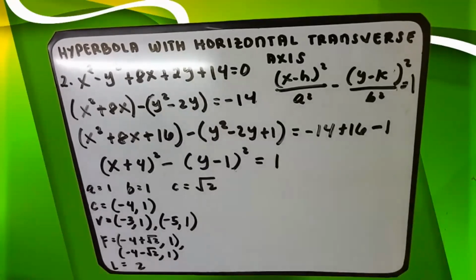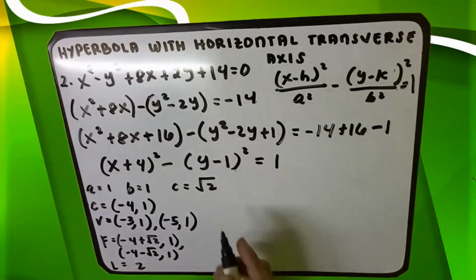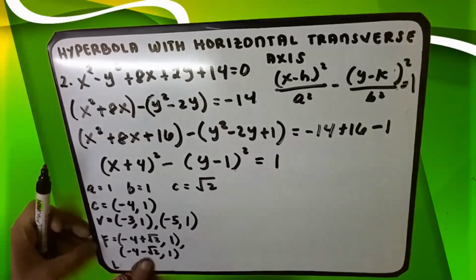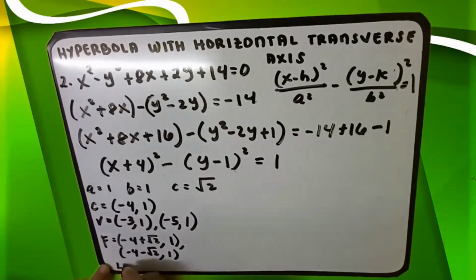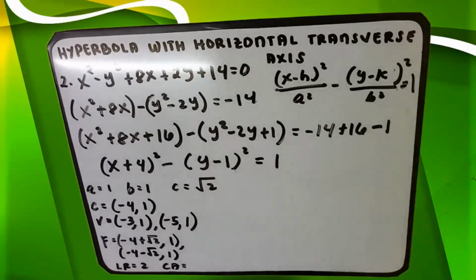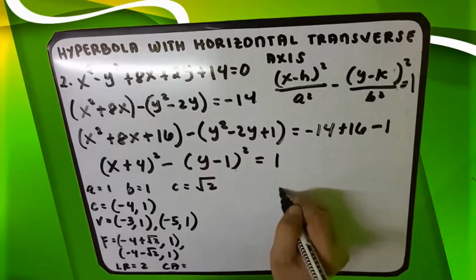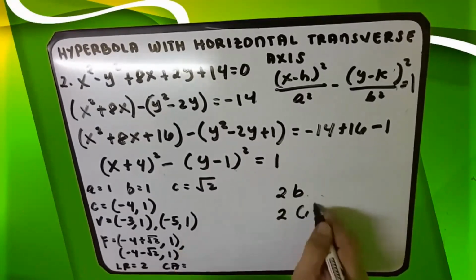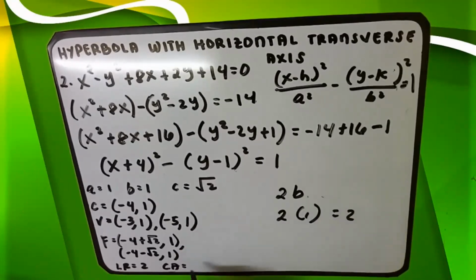Next, length of the conjugate axis. LR for Latus Rectum is 2. Conjugate axis. So CA is for conjugate axis. For CA or conjugate axis, that is 2b. Ano ba yung b natin? 1. So that is 2. So conjugate axis is 2 din.